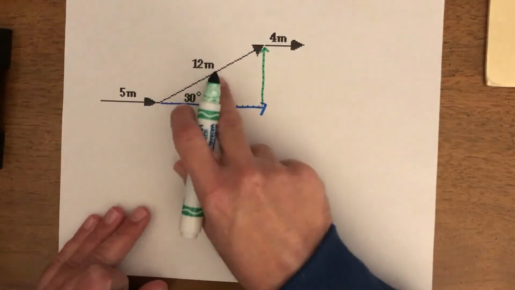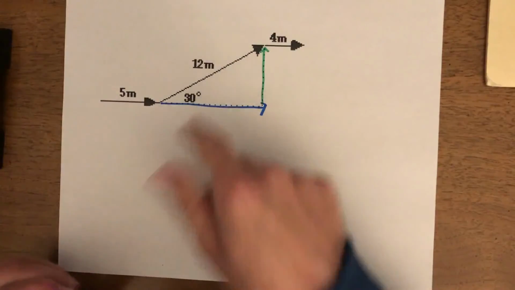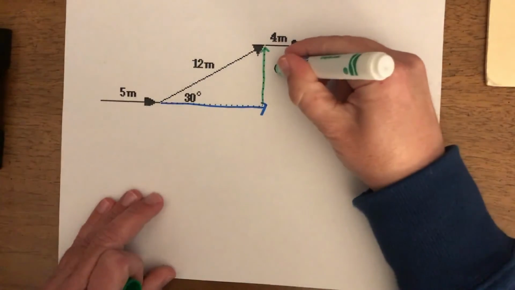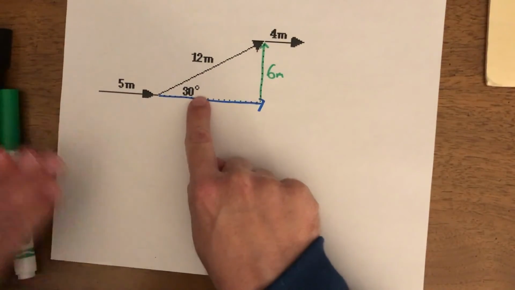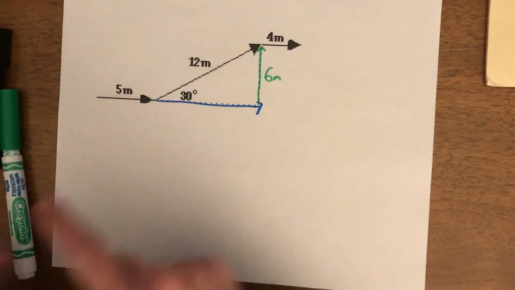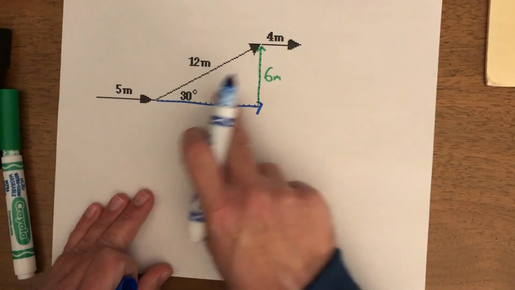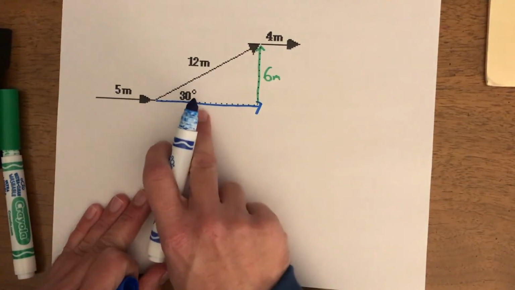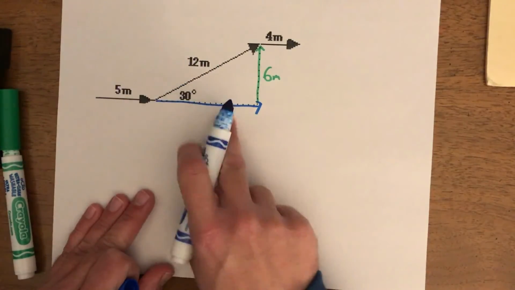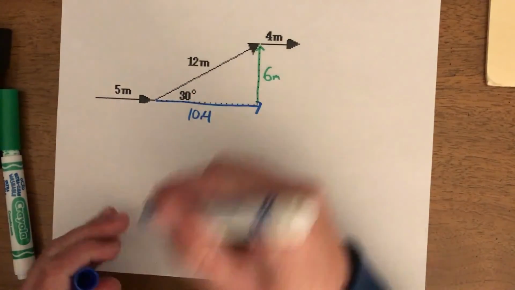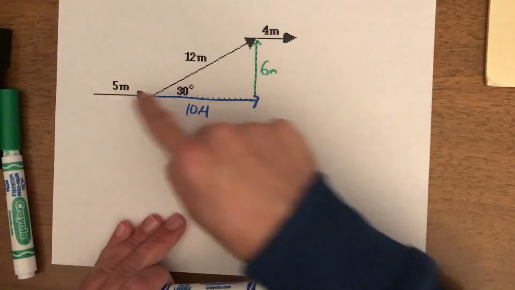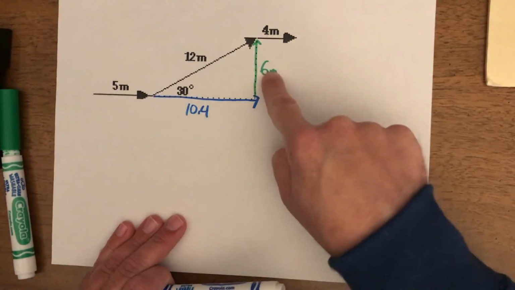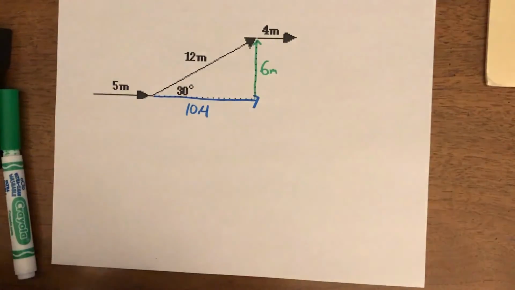Now actually, if you pay attention, we just did this one in the previous example. We already found these sides here. So this side turned out to be 6 meters, but we could use our sine function to find that if we hadn't just done it above, because 12 times sine of 30 would give you 6. And we just did this one above. 12 times cosine of 30 gives you 10.4. So now let's pretend like this 12 meters doesn't even exist. And we've got 5 meters and 10.4 meters and 6 meters and 4 meters.